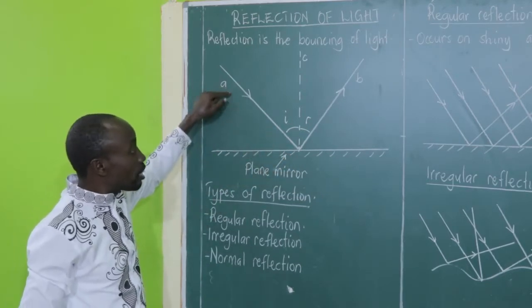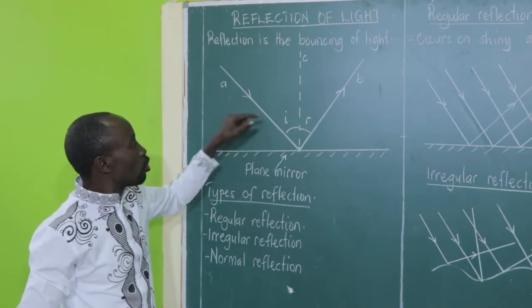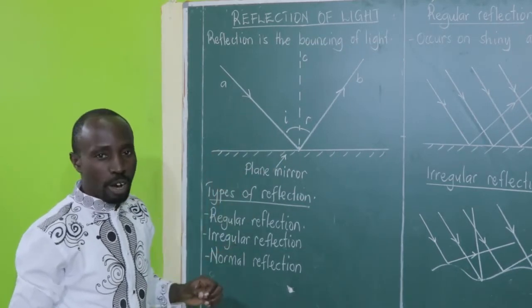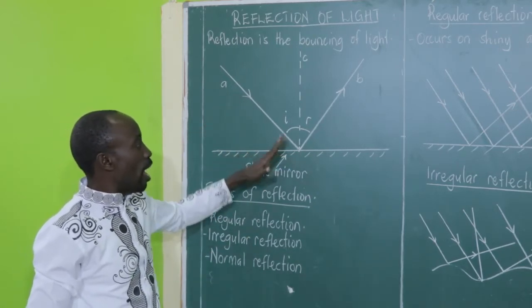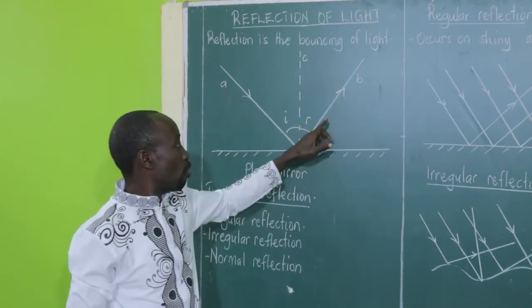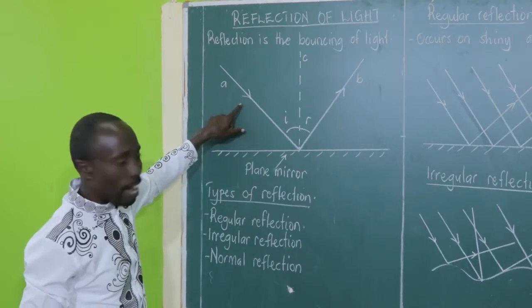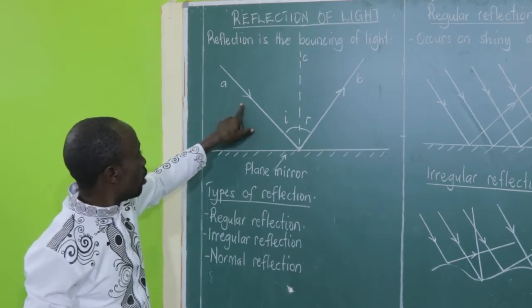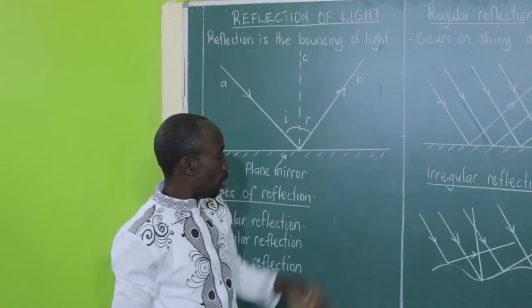The ray which strikes the mirror or the plane mirror is what we call the incident ray, okay? The incident ray strikes the mirror. Now, that which bounces off the mirror is what we call the reflected ray, okay? So we have A as the incident ray, then we have B as the reflected ray, okay?